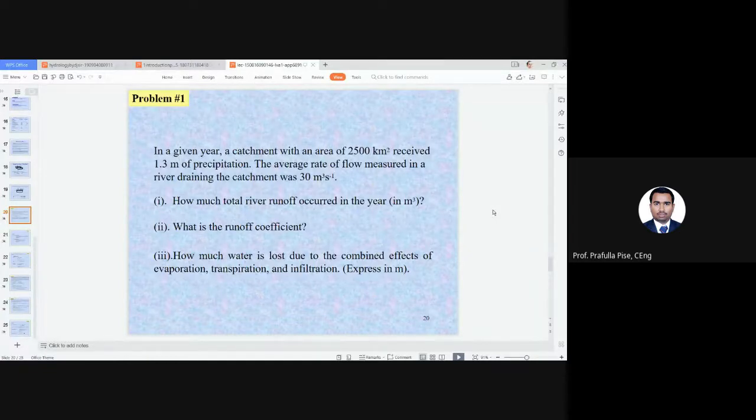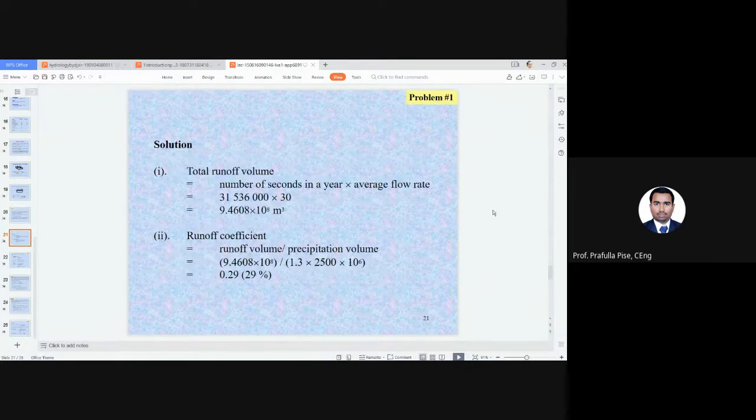The second question is, what is the runoff coefficient? And the third, how much water is lost due to the combined effects of evaporation, transpiration, and infiltration, and that we have to express in meter. So let's see how we can solve.